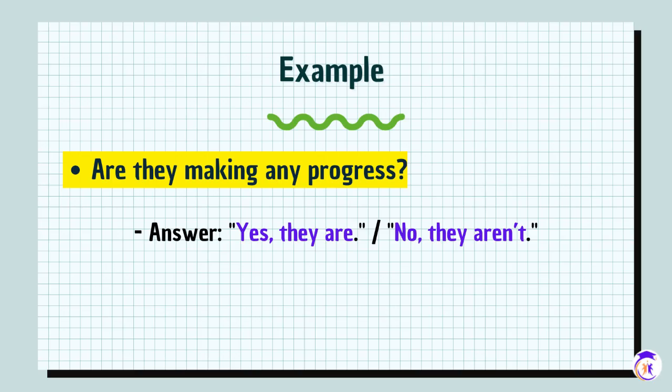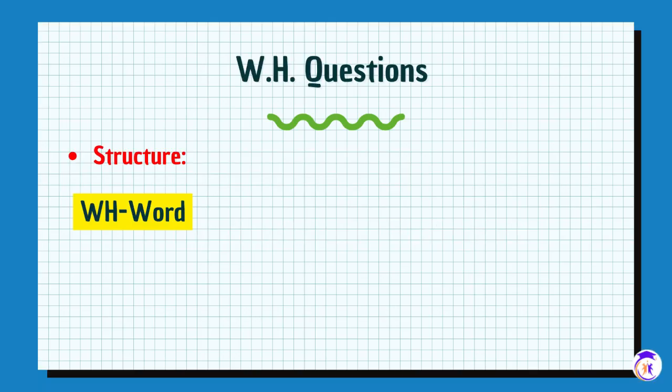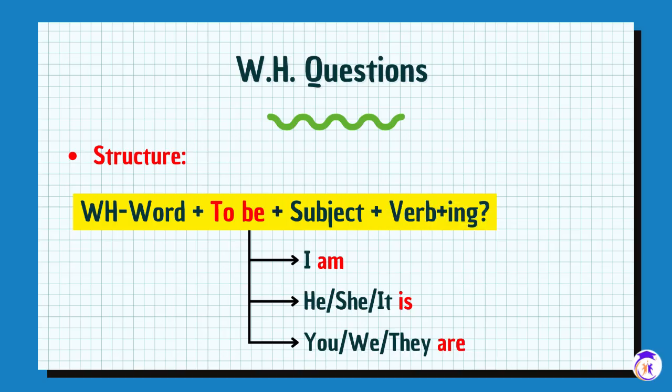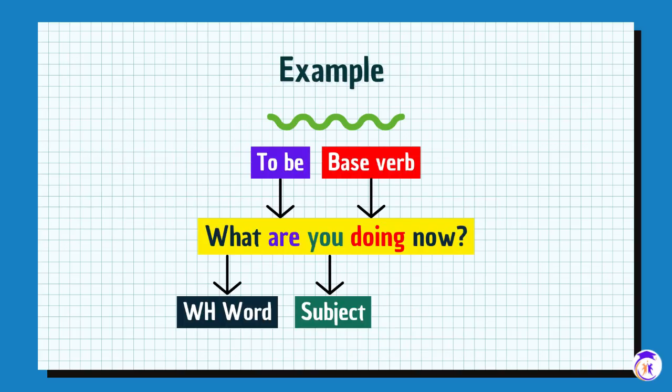No, they aren't. On the other hand, to form questions in the present continuous tense using WH words, place the question word at the beginning, followed by the correct form of the auxiliary to be, and then the subject, followed by the main verb in the ing form. Examples. What are you doing now?